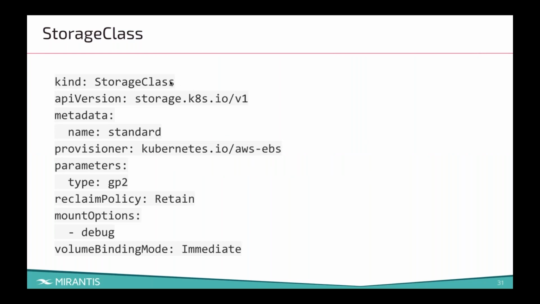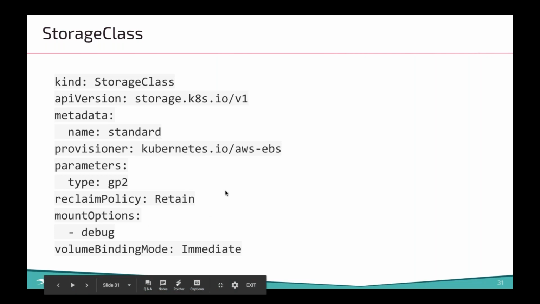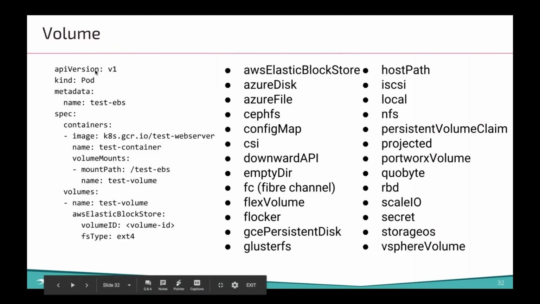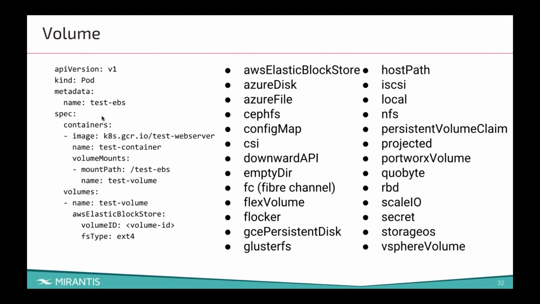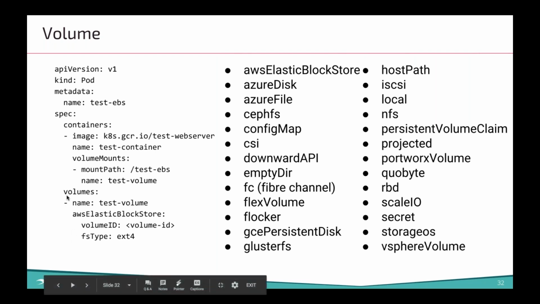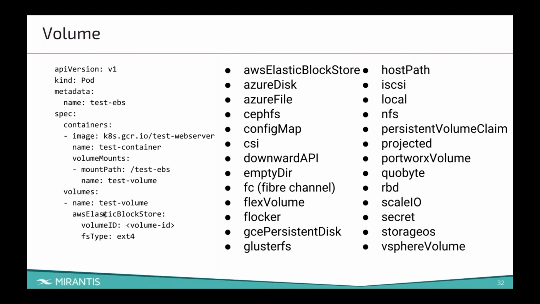Storage class is mostly set up by operators. It is necessary in order for you to have storage. Obviously, you need to have a storage class to reference. Volumes are not typically created independently, but they are typically created as part of your pod definition or other template definition. So you'll see here volumes, name of the volume, and then specific information that has to do with that volume type. You'll notice here there are a ton of different types.